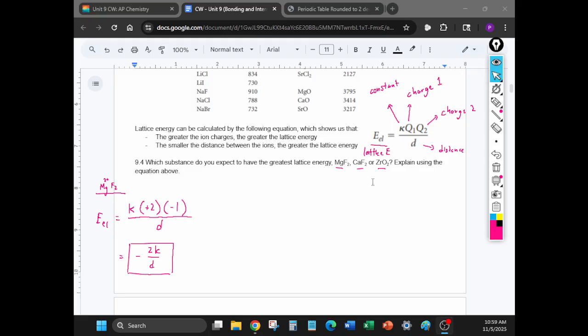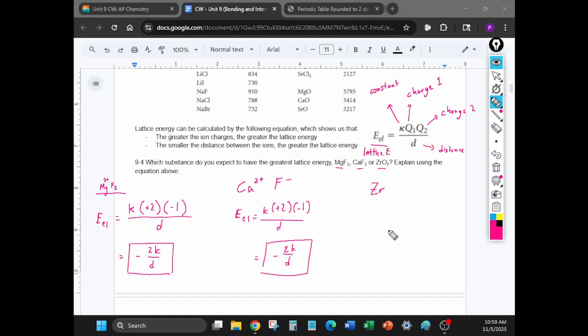All right, so for CaF2, you should remember Ca, what's the charge on that? 2 plus. What about F? -1. So it's the exact same equation as this. So E-elect will equal K, cation is +2, anion is -1 over D. That's going to give you -2k over D. Okay. All right, and then the last one, you got ZrO2.